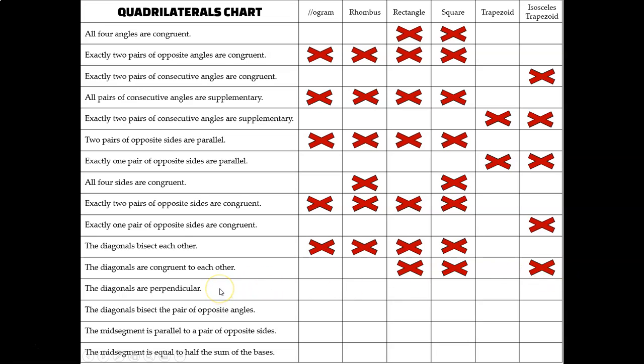Which ones have perpendicular diagonals? That was true for a rhombus, which means it must also be true for a square. Which ones have diagonals that bisect the pairs of opposite angles? That's true for a rhombus, which means it must be true for a square as well. And then the last two talk about midsegments, and we only talk about midsegments in reference to trapezoids. So a midsegment being parallel to a pair of opposite sides, that has to be the trapezoids, and the midsegment being equal to half the sum of the bases, or the average of the lengths of the bases, that again can only be true for trapezoids.